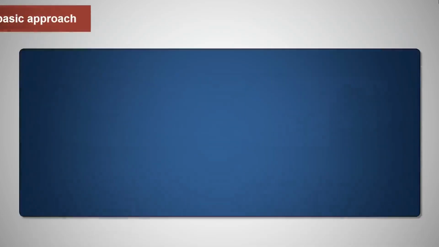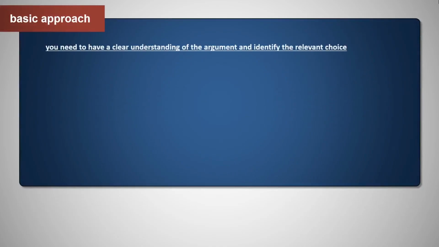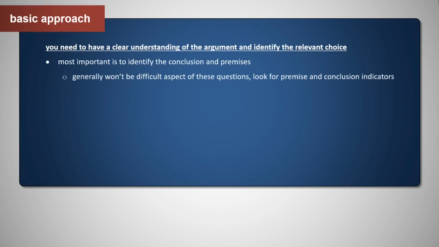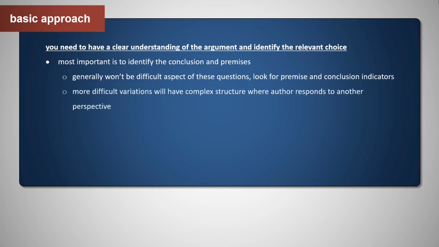In terms of the basic approach, you fundamentally need to have a clear understanding of the argument and identify the relevant choice. So the most important thing is to identify the conclusion and the premises. This generally won't be the difficult aspect of these questions, because that's not really what they're trying to test you on. So you want to look for the premise and conclusion indicators, and you want to see which one is the one that is supported, which is the conclusion, and which is the supporting information.